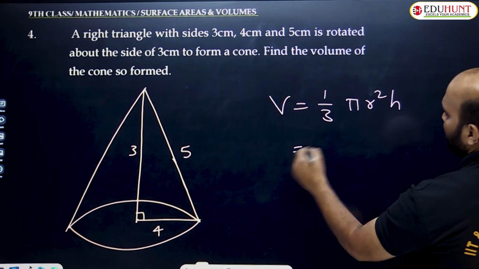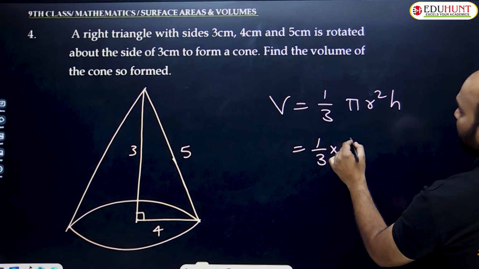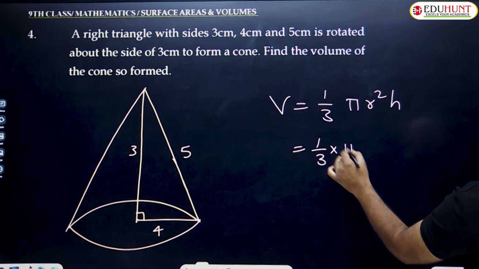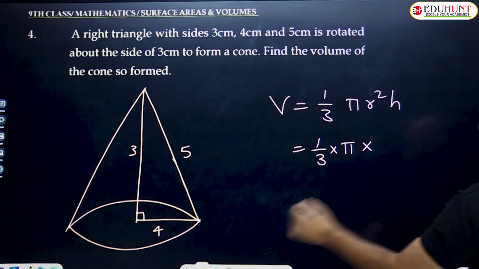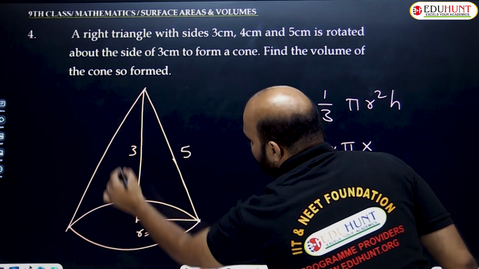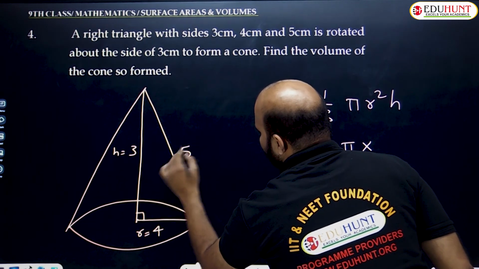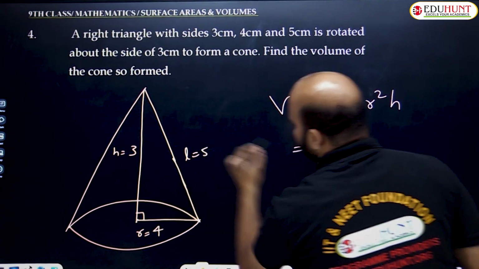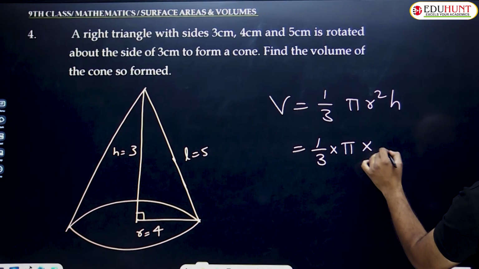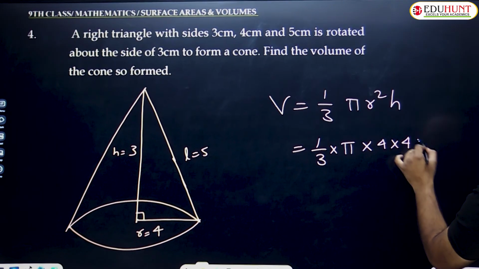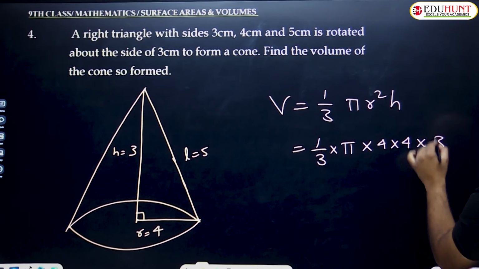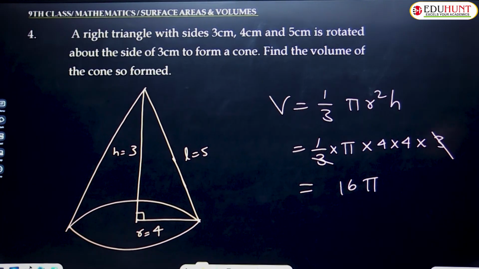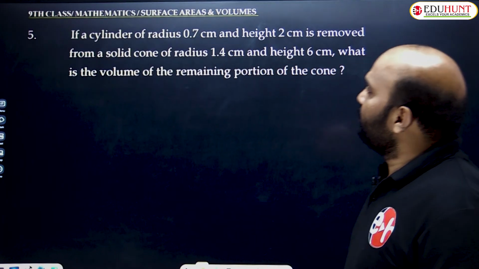Volume of the cone is 1/3 pi r square h. For pi, I can directly write pi. Here 4 is the radius, 3 is the height, and 5 is the slant height l. So r is 4, into 4, into height 3. Height equals 3, the 3s cancel. So 4 fours are 16, into pi. 16 pi is the required answer. Am I clear? Okay, let us continue with the 5th question.